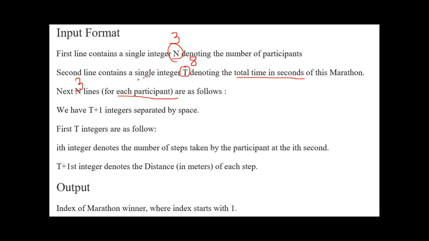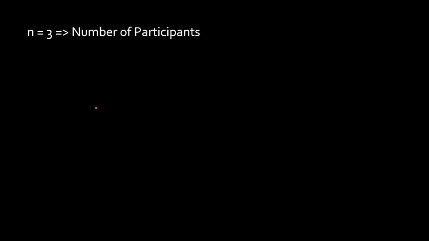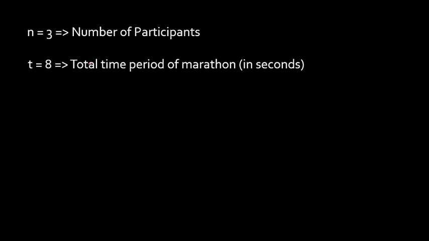So in this case, we have t plus 1 integers separated by space. T is 8. So what is t plus 1? 9 integers. Let me represent this, only then you'll understand. In the first line, we will have n value. What does n value indicate? Number of participants. In the second line we have the total time period of marathon. This is given in terms of seconds only, not in minutes.